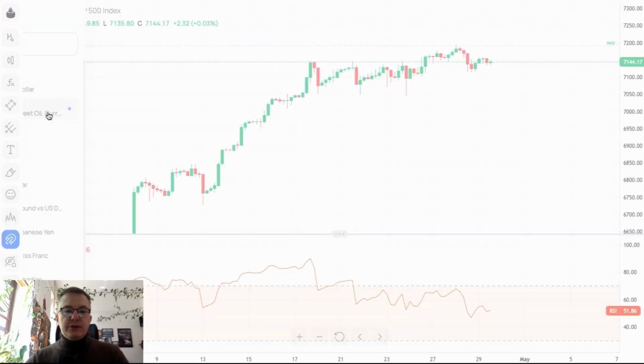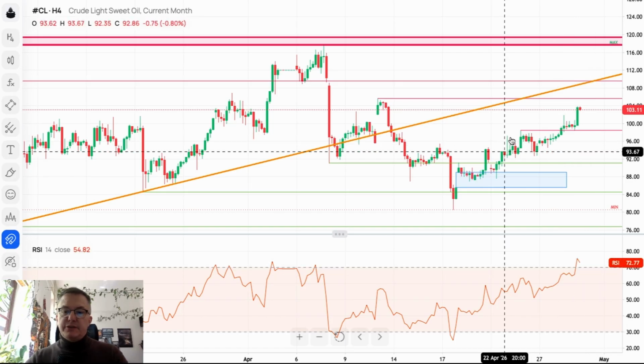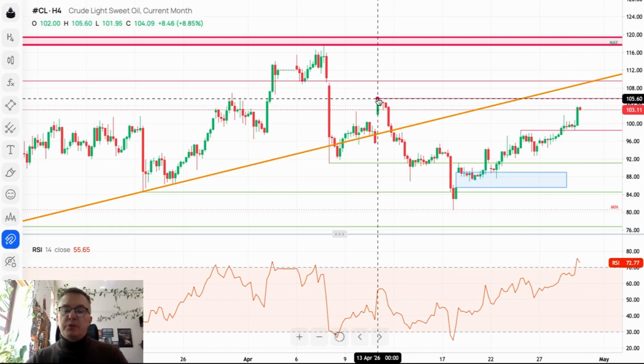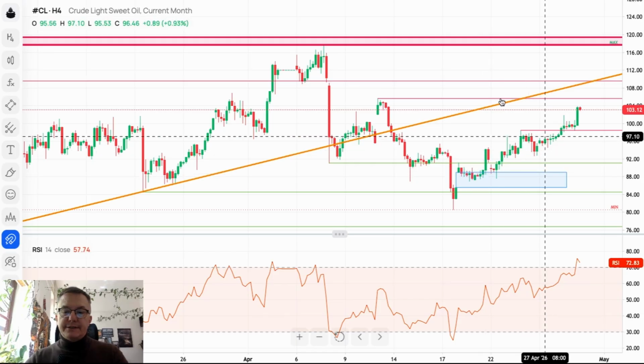Now, situation with the crude oil, we are up above $100. 103.77 is the current high, into extremely overbought conditions as the geopolitical tensions have intensified. We are just below the 105.60. This is the technical resistance from the April 13th, 2026. Next target is, of course, the test of the trend line.